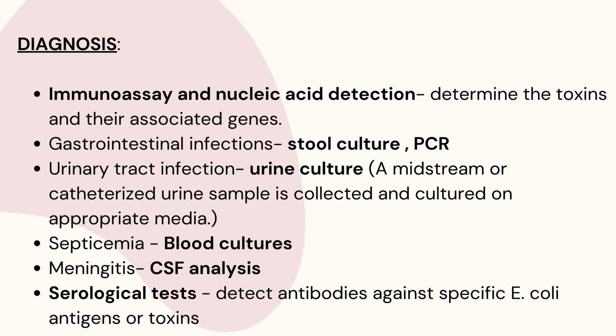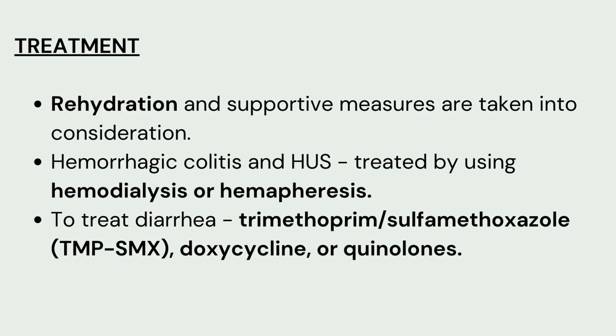Blood culture is performed to identify E. coli septicemia. Blood sample is collected from peripheral vein or central lines and it is cultured in blood culture bottles. If there is growth of E. coli in the blood culture bottles, then it indicates a bloodstream infection. For suspected meningitis, cerebrospinal fluid analysis can be done. Lumbar puncture is performed to collect CSF. Serological tests are used to detect antibodies against specific E. coli antigens or toxins.